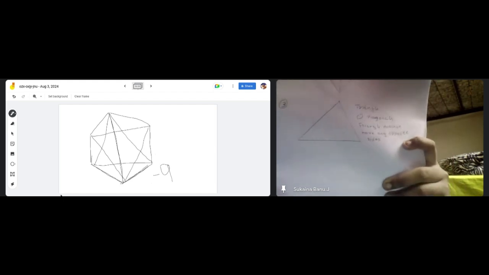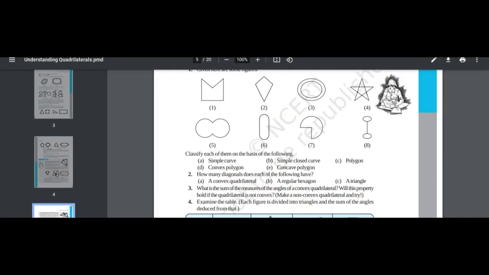Very good, correct. So on question number 3, what is the sum of the measures of the angles of a convex quadrilateral? It is 360. And will this property hold if the quadrilateral is not convex, meaning if it is concave? Yes, because a concave quadrilateral is still a quadrilateral. It just gives an inward direction, and convex gives an outward direction. Okay, make a non-convex quadrilateral and try.